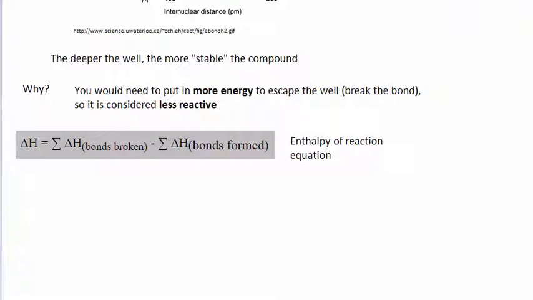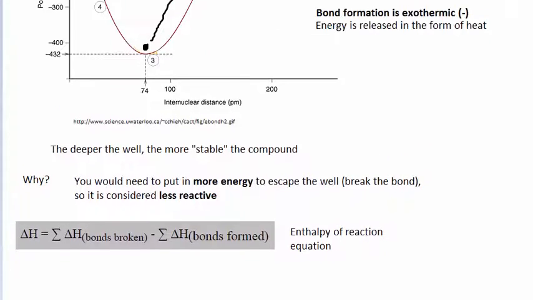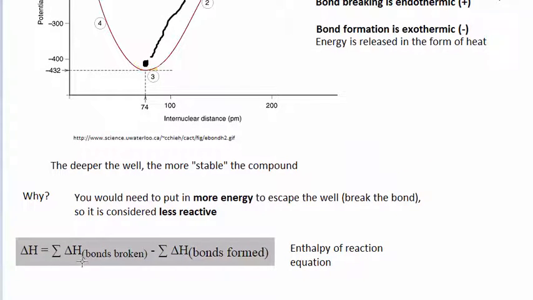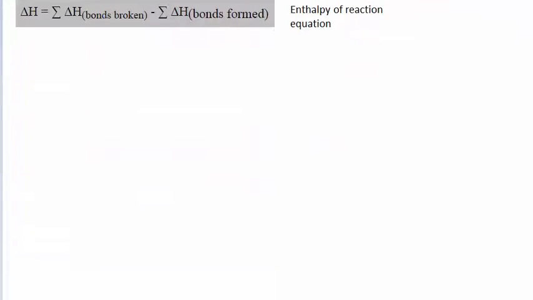Remember, an enthalpy is really just a general gauge of internal energy. You could just think of it as internal energy in the context of organic chemistry. So it's going to be bonds broken minus bonds formed. Again, bonds broken is positive because you need to put energy in to get this out of the well, and bonds formed is negative because it's the opposite process.